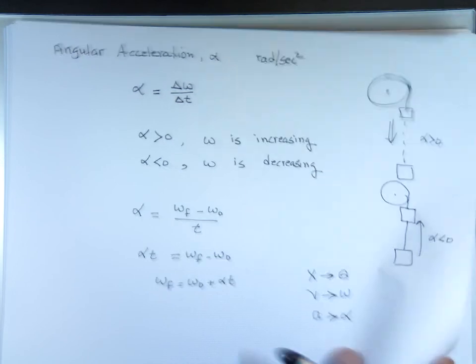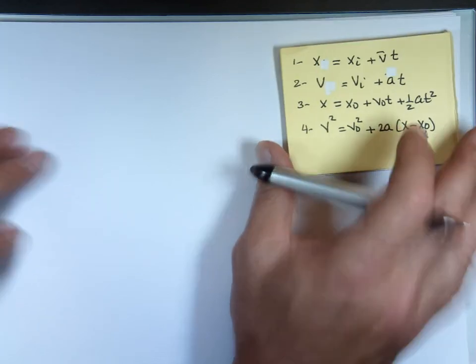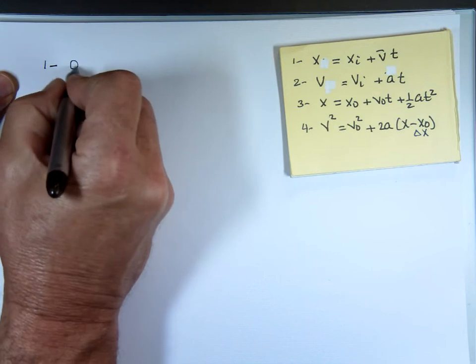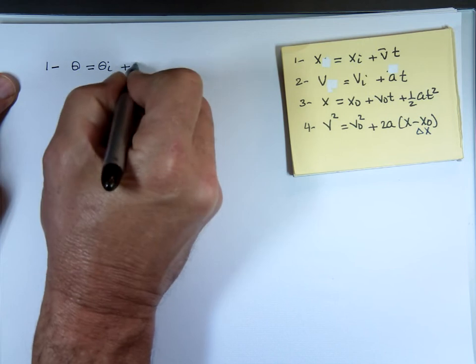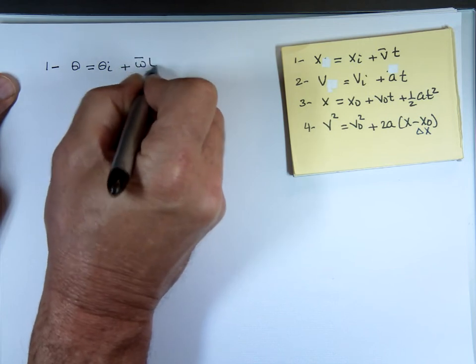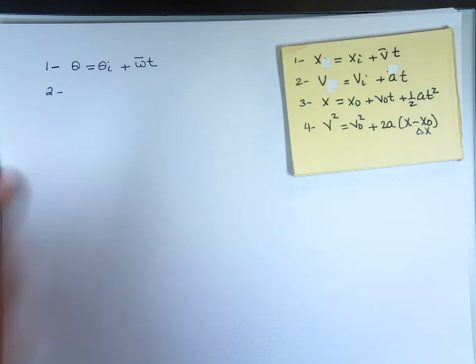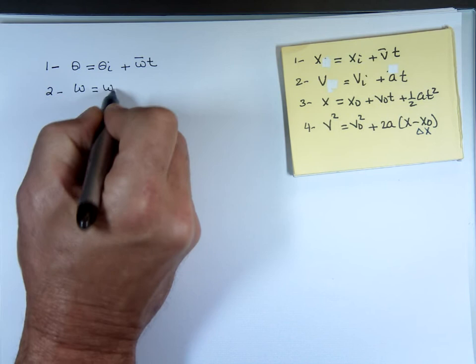These 4 equations I had before, I can rewrite them now, and I'll be able to use them. The first one, equation number 1, is going to say what? Theta equals theta initial plus average angular speed times t. Notice I took x out, put theta. I took v out, put W. Second equation, W equals W initial plus alpha t.